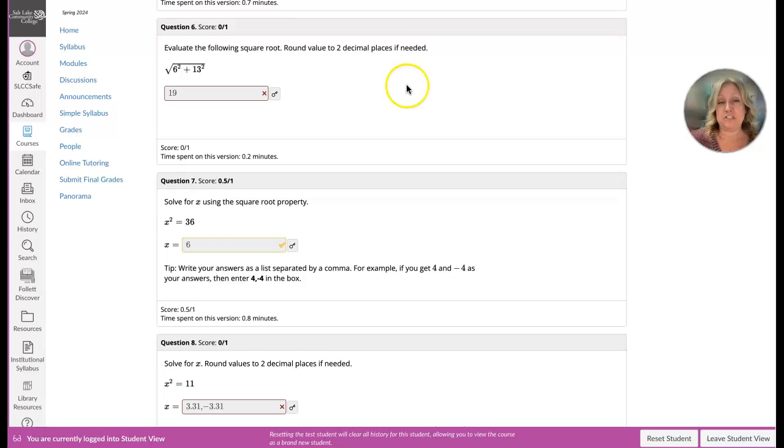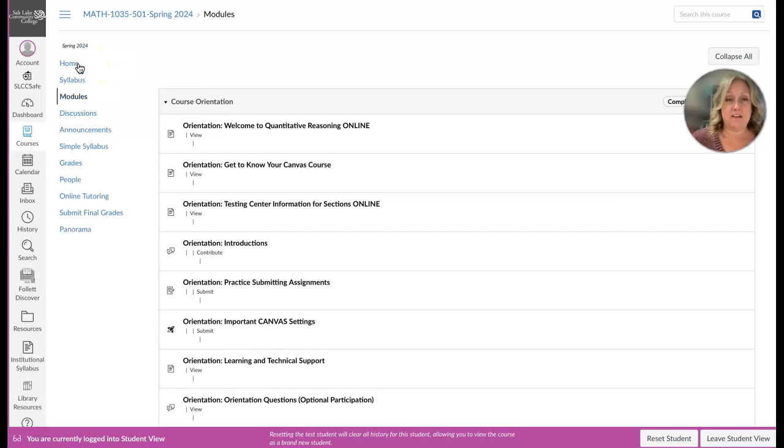Then you can see what you missed and work through those problems again. That's the same thing that will happen on the skills quiz. You'll be able to look at what you missed and then go back in and redo that quiz so that you can score better on it. Okay, so you're given a lot of these options.